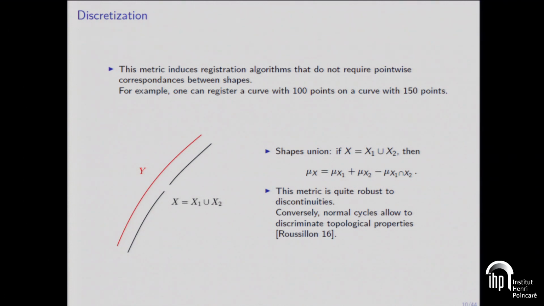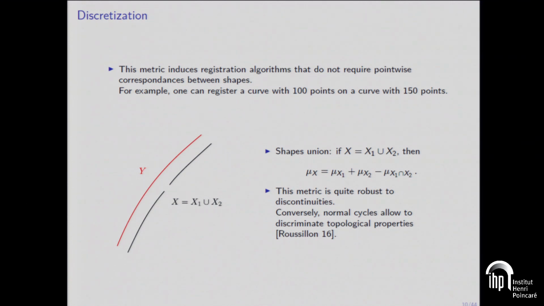So this metric induces registration algorithms that do not require pointwise correspondence between shapes. This means that, for example, you can compute the registration of a curve of 100 points and a curve of 150 points. So you don't have to take into account your parametrization as long as you can control the diameter of each face.